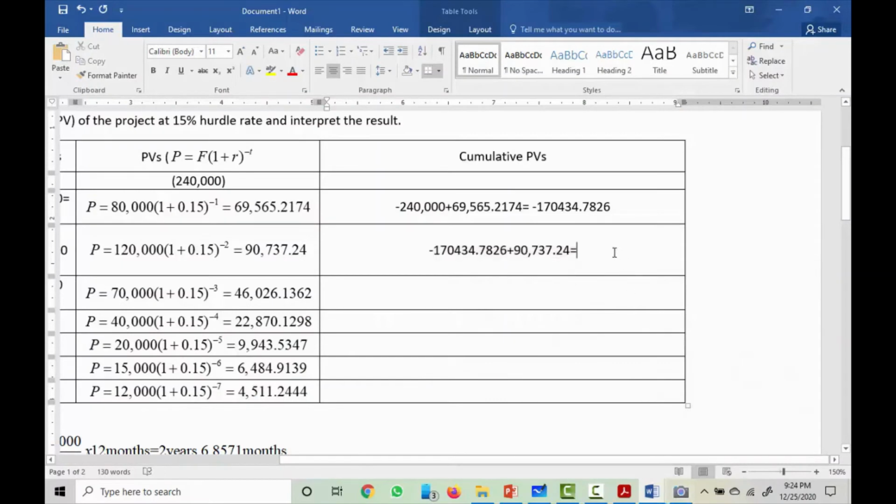Minus 79,697.5426. So now we will add the next present value with this one. The next present value is 46,026.1362.